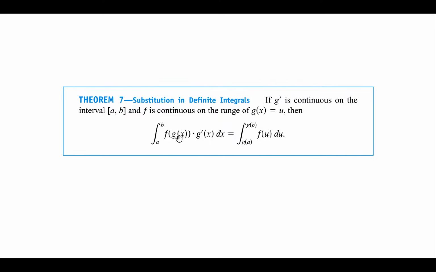As you can see, on the left side it looks a little bit complicated, but after doing substitution for this function g of x as a new variable u, we can change this problem to a simple looking problem, and then we can use the fundamental theorem of calculus for finding the definite integral, and we can solve the problem.